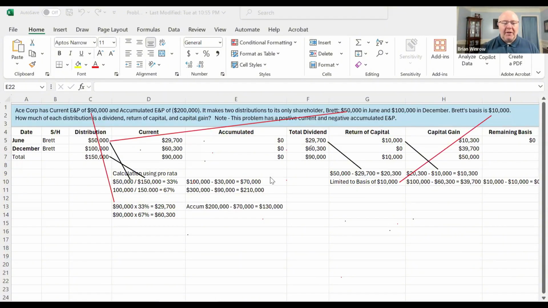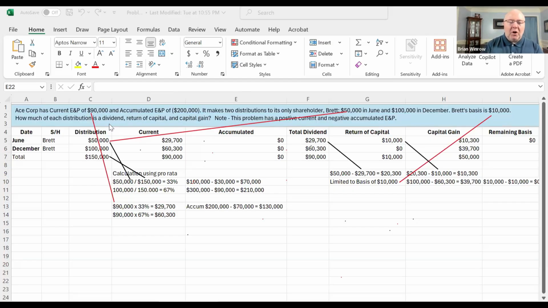I added this one because I wanted you to, again, see two different distribution dates so we could go pro rata with the current amounts. So we have Ace Corp has current E&P of 90,000 and accumulated E&P of a deficit of 200,000. It makes two distributions to its only shareholder, Brett, 50,000 in June and 100,000 in December. Brett's basis is 10,000. How much do we have in dividends, return of capital, capital gain? And again, this is a positive current, negative accumulated.